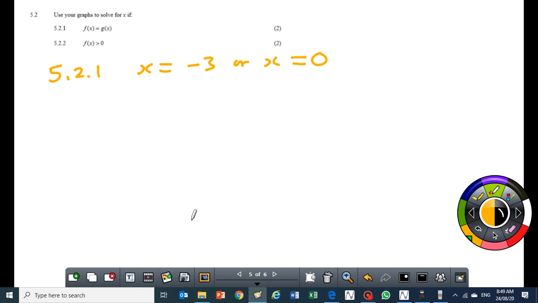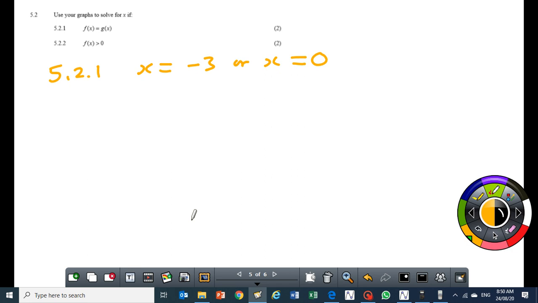Right, make sure you pay attention. I'm going to try and make it as easy as possible. Remember I said f of x is y, right? F of x is what? Is y. So here it's saying use your graph to solve for x if f of x is greater than 0. What this means is we want the values of x such that the y values of the quadratic function are positive.